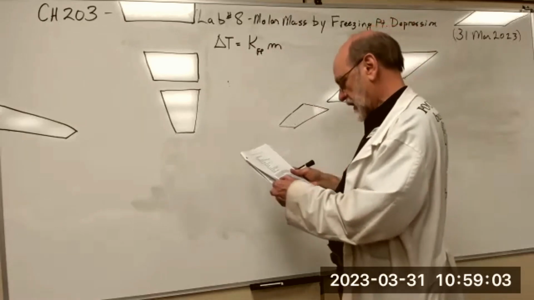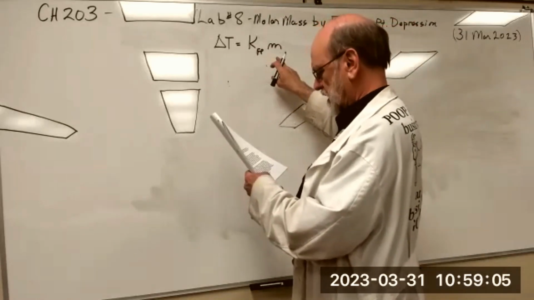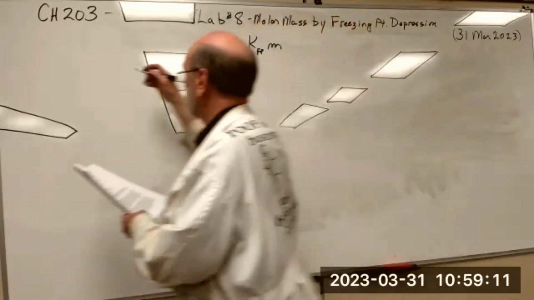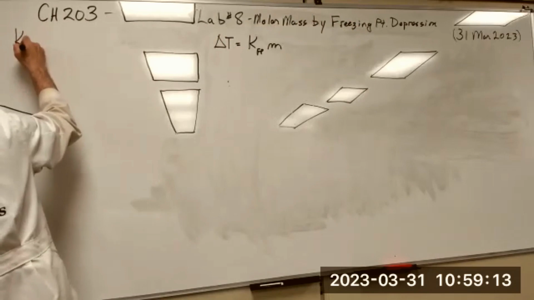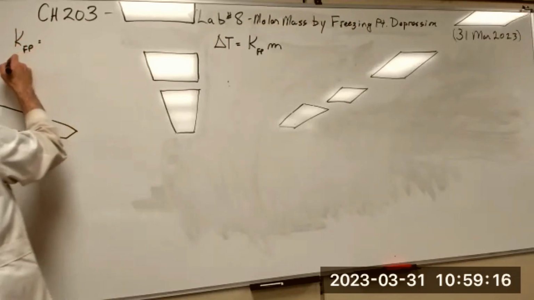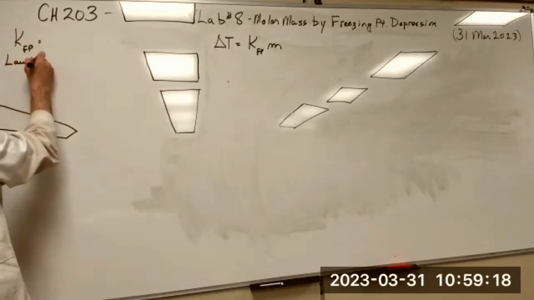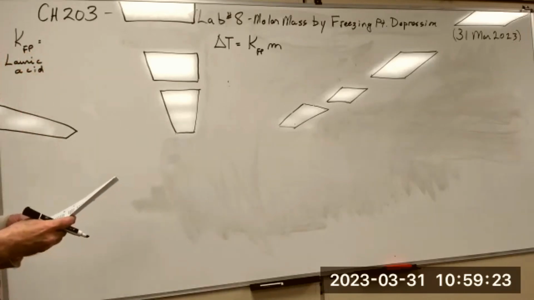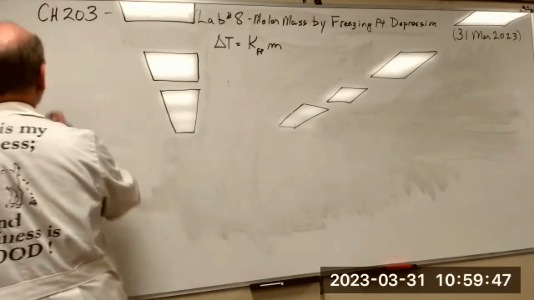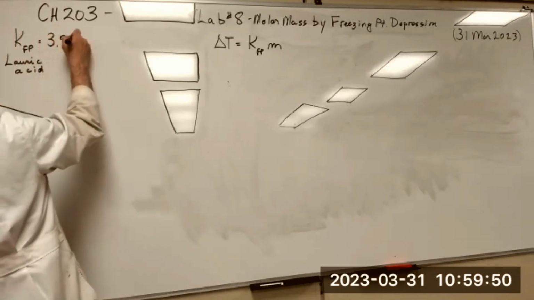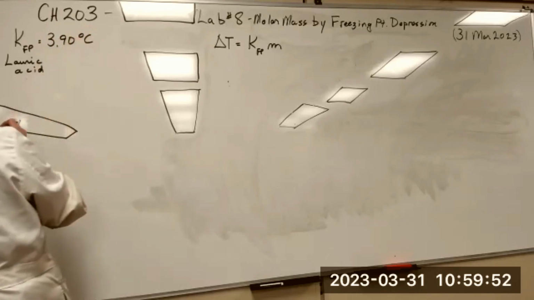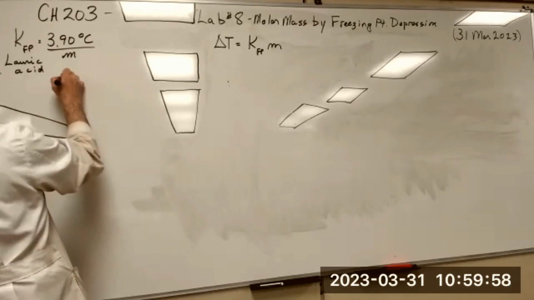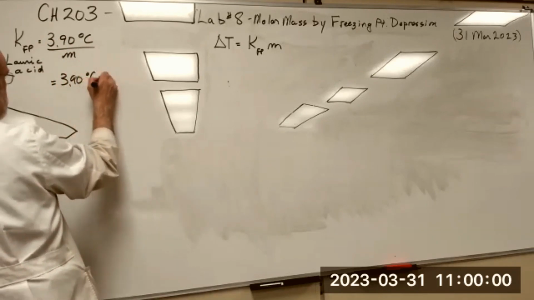Okay. So what is the K freezing point constant for lauric acid? Let's put it over here. It's in your method, but I'll write it up here too. It is 3.90 degrees C per molal. Or you might write it this way, 3.90 degrees C.